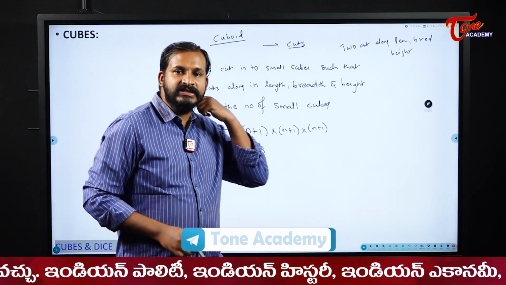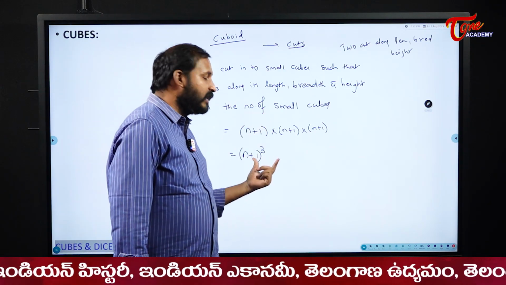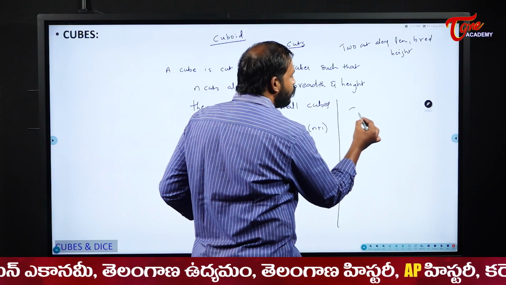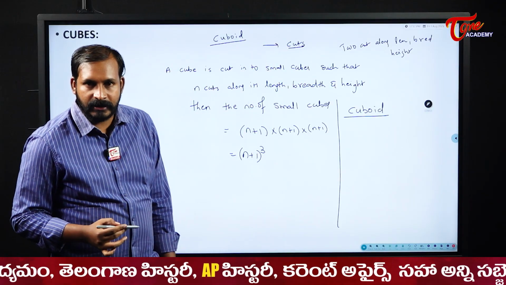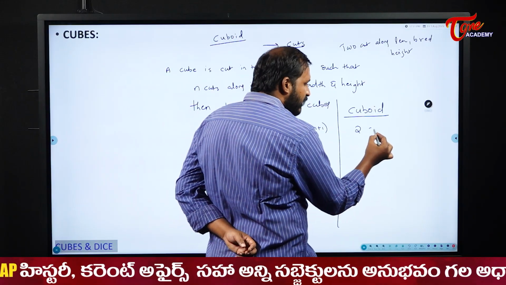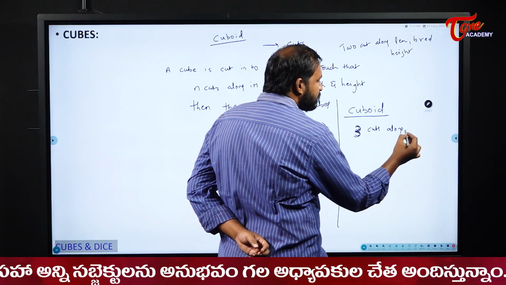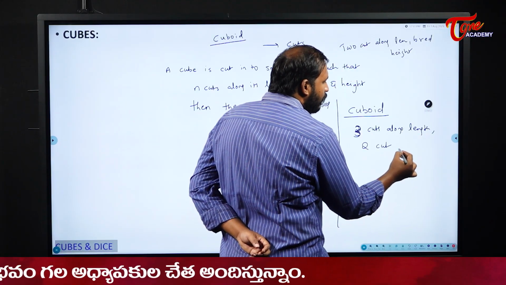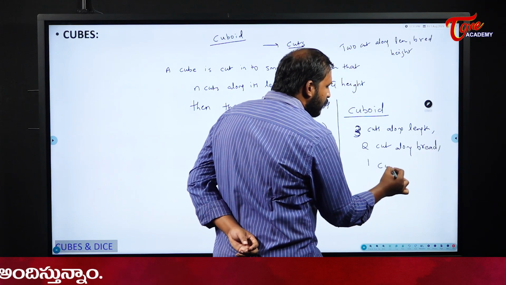Recently they are asking questions based on these cuts, so please be careful in the case of cuts. Similarly, they are asking questions based on cuboids too. There is a cuboid which was given three cuts along its length, two cuts along breadth and one cut along its height.